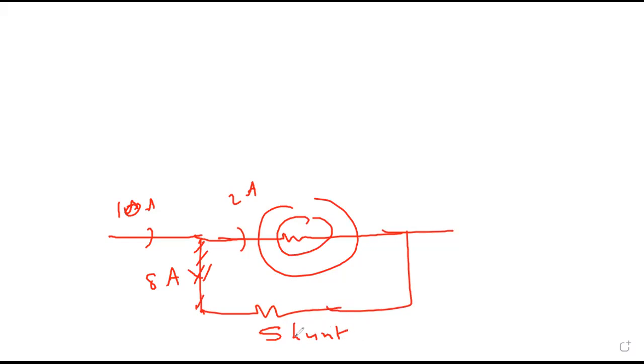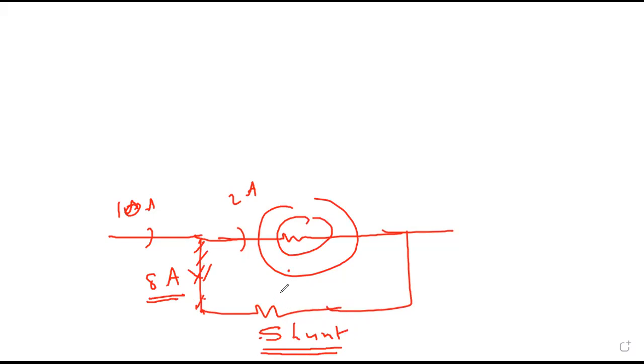Hello. Yes, sir. Once you derive the value of shunt to record 8, then you cannot measure 9, otherwise it will get damaged again. So we will try to find the shunt to measure up to the value which we want. Once you have decided, you can't increase or decrease.